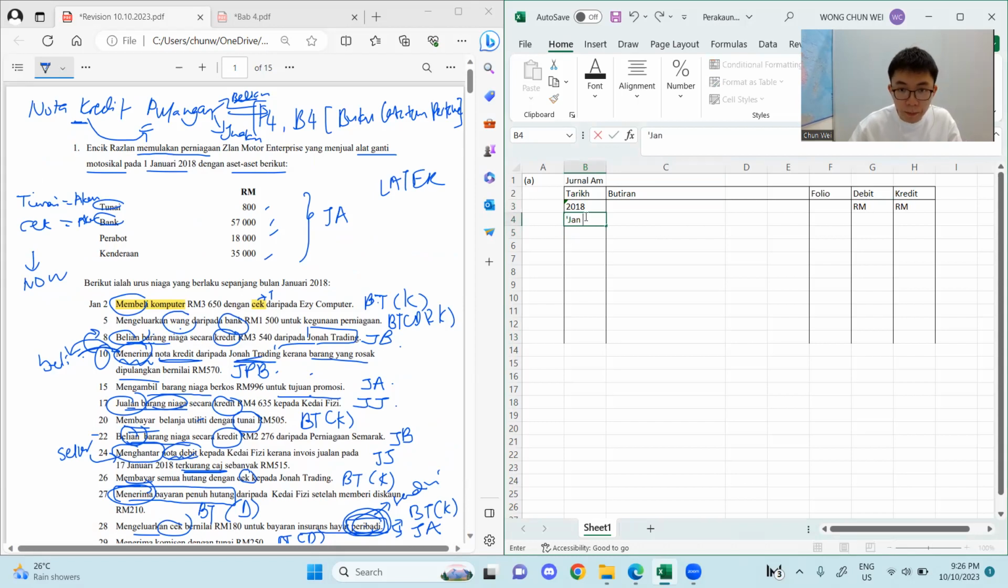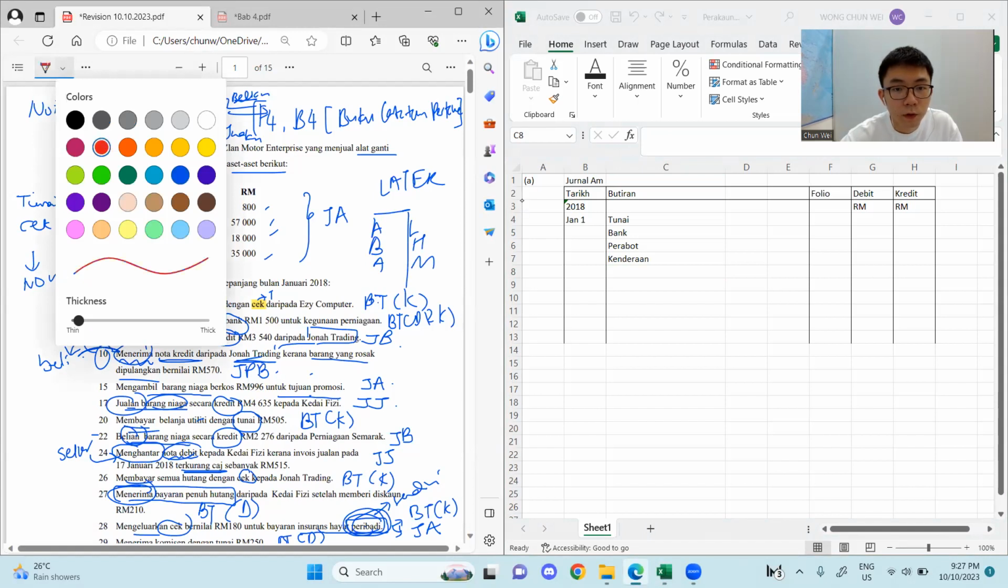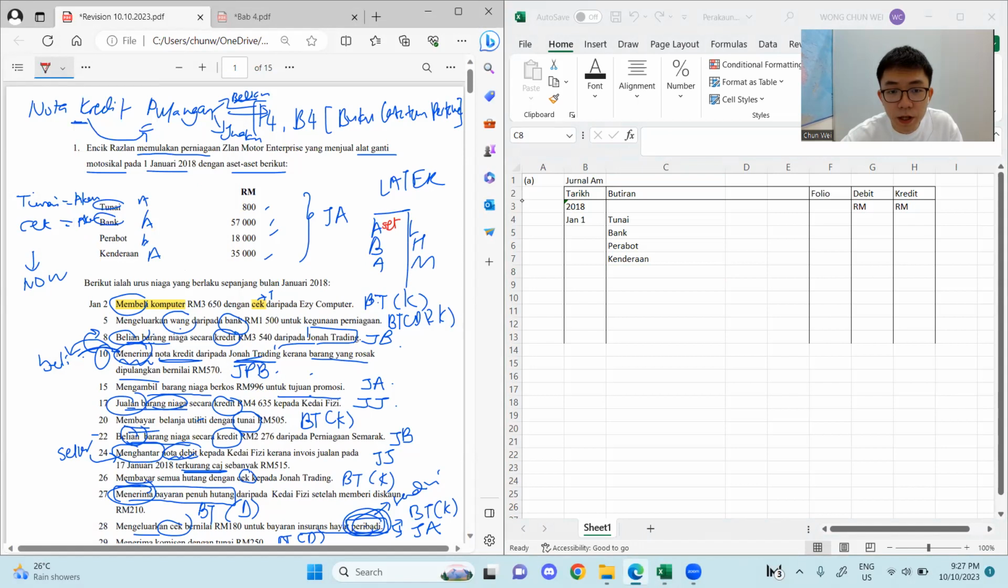So here, very simple, you just put the month, January 1, and then see, you got the 29, you got the bank, you got the perabot, you got the kenderaan. So all these things are asset. And one thing you must know about this ABALIM. A stands for what? Should know it by now. Asset. B stands for belanja. A stands for ambilan. L stands for liability. H stands for hasil. M stands for modal.